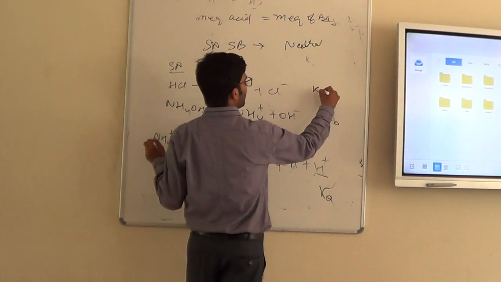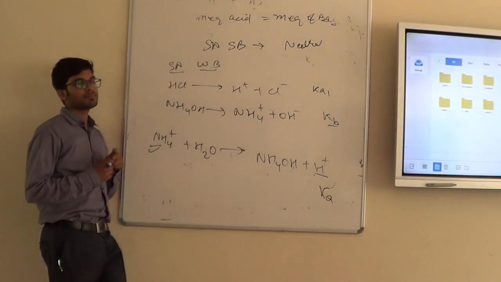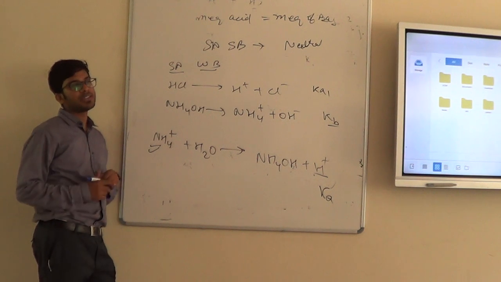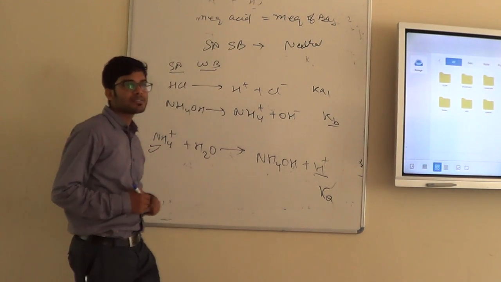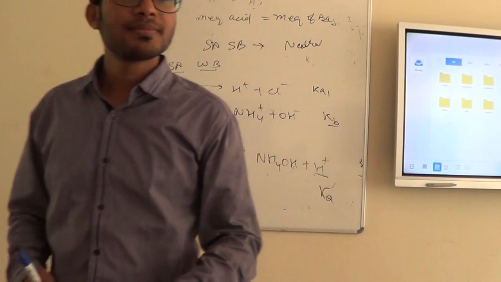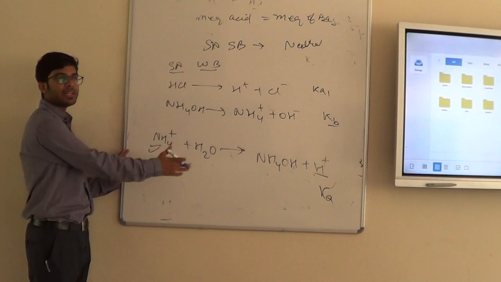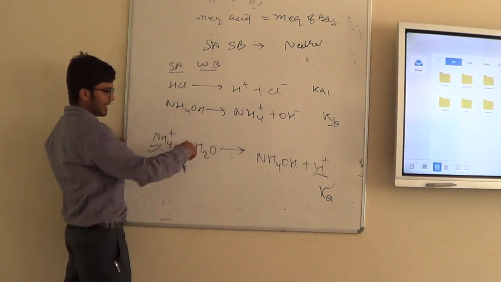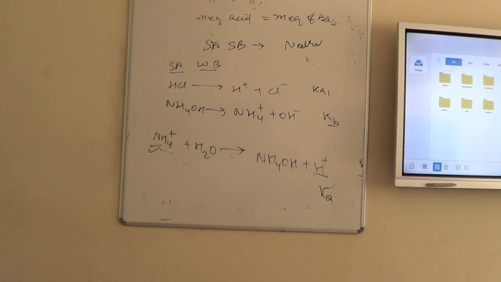Here you have Ka, here you have Kb. Concentrations are C1, C2. In the starting of this class I told you something: K1 by Kb. Derive it. Tell me what the Ka will be for this. Very easy, just write two reactions. What is this reaction? NH4+ is giving NH4OH. This is nothing but the reverse. What else is coming? H+ and H2O.